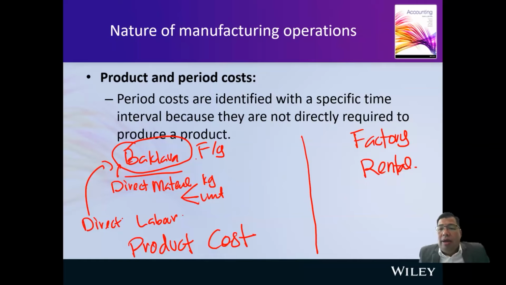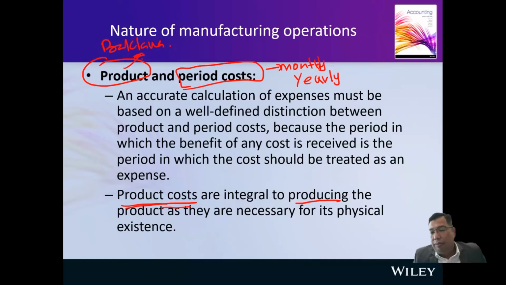Are you okay with that? Rental is a period cost. You have to pay this rent monthly or yearly, even though you don't use the factory, or even if you overuse it and run it 24 hours a day. You still need to pay the expense. So this is the period cost, while the product cost is directly related to the products.